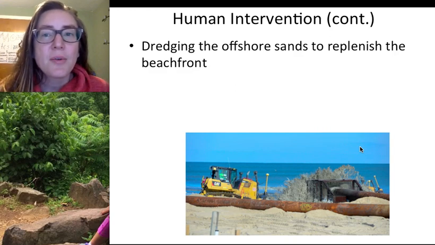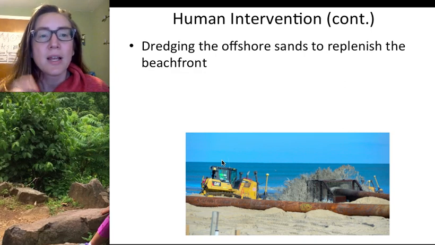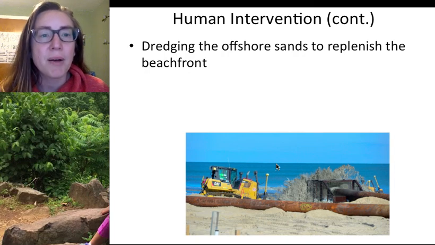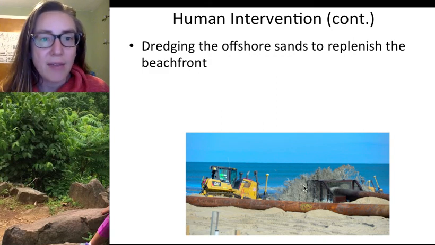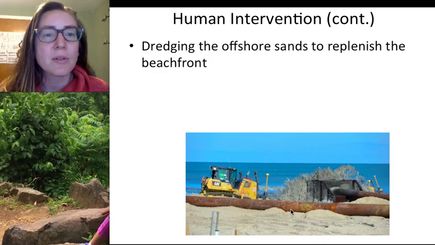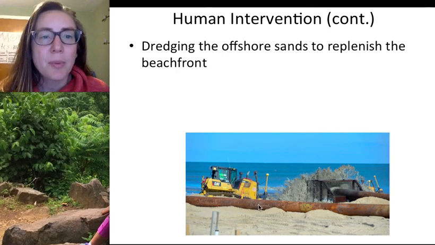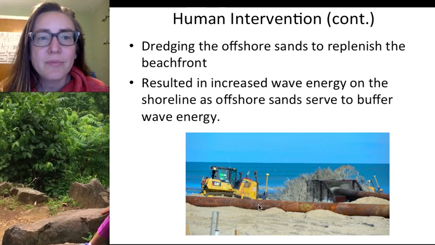Dredging is also a cause of human interference. So if we have those storms that come in and we don't have the dunes in place to buffer, then a lot of the sand is going to leave as a result of that littoral drift, the longshore current. And so then you're going to need to dig up sand from other places to be able to put it back to provide that beachfront property again.